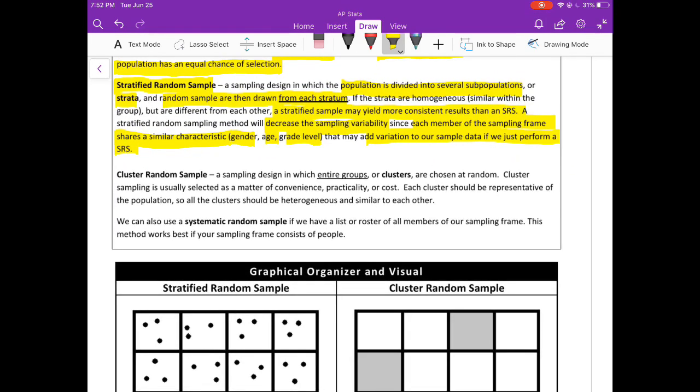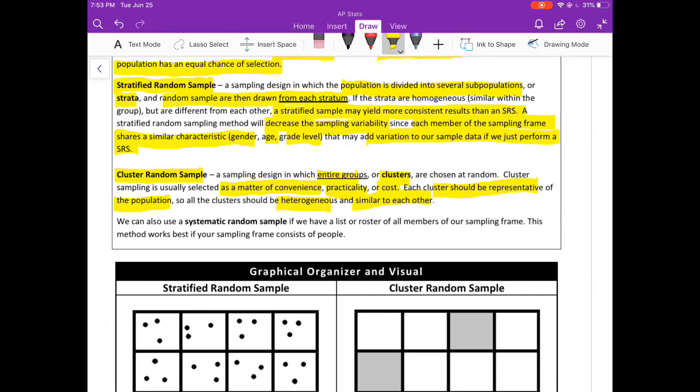Next, we're going to go over cluster random sample. So a cluster random sample is a sampling design in which the entire group or cluster is chosen at random. Cluster sampling is usually selected as a matter of convenience, practicality, or cost. Each cluster should be representative of the population, so all clusters should be heterogeneous and similar to each other.